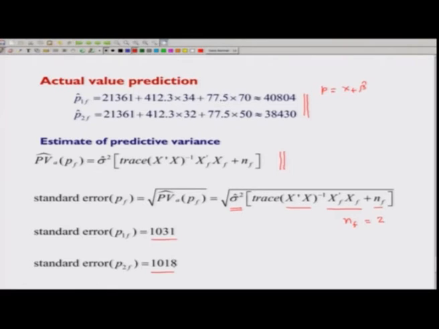I would like to draw your attention here that when we were interested in the average value forecasting, we had obtained the standard error for the first predicted value as 271 and for the second value as 218. So, now you can again observe that the standard errors for the actual value predictions are higher than the standard errors for the average value prediction, and this again confirms our theoretical finding.